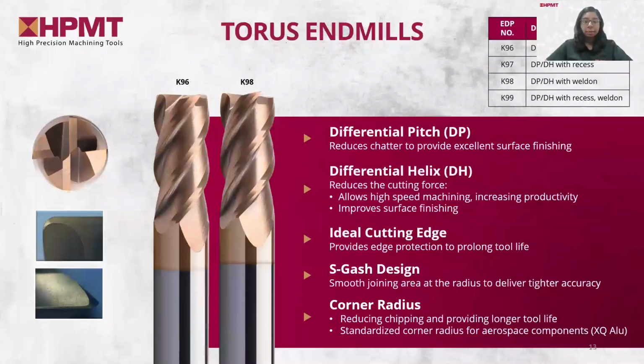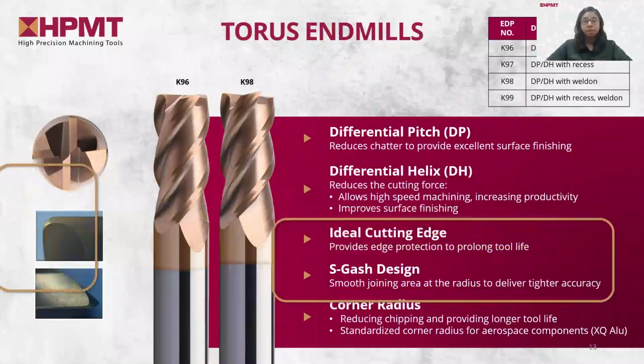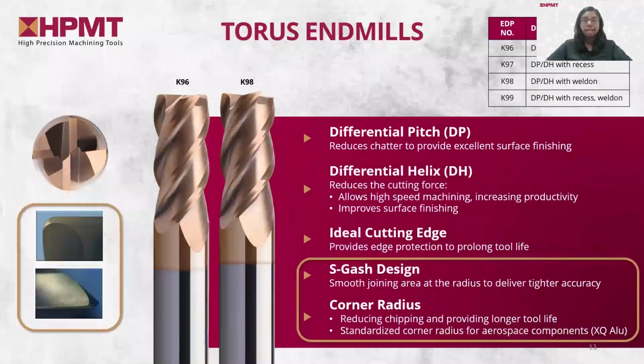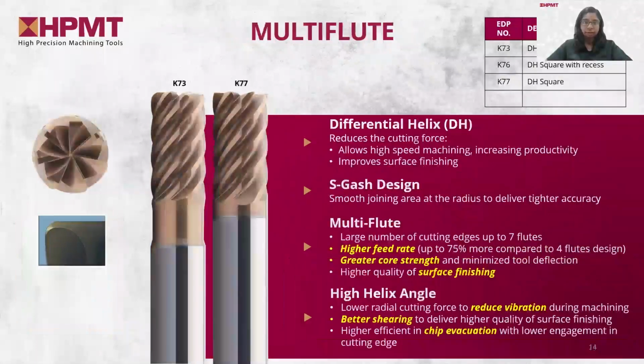The next tool type will be the torus end mills, consisting of 4 ADPs as well, which are the K96, K97, K98, and K99. These products are also equipped with differential pitch, differential helix, and idle cutting edge. These products are further enhanced with the S-gash design, which is the specialty to deliver tighter accuracy. The standardized corner radius for aerospace components helps to reduce chipping and lengthen the tool life.